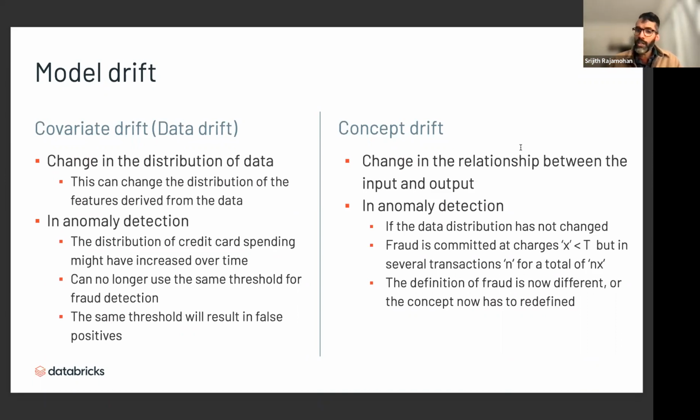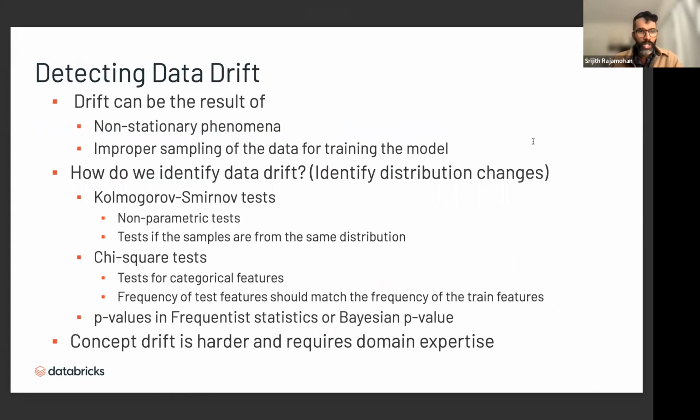This is a little harder to identify, and most times it's not quite this simple, and you will usually need the help of the domain knowledge expert to help define this concept. So how do you detect data drift? The drift can be a result of non-stationary phenomena, or it could be a result of improper sampling of the data for training the model.